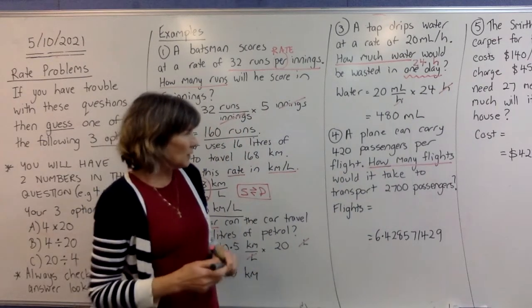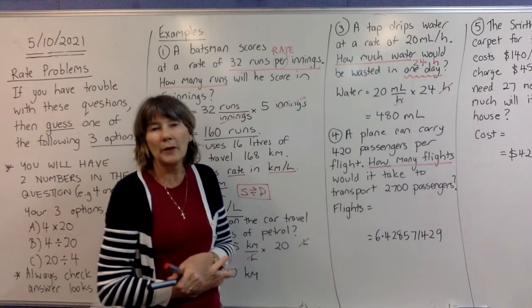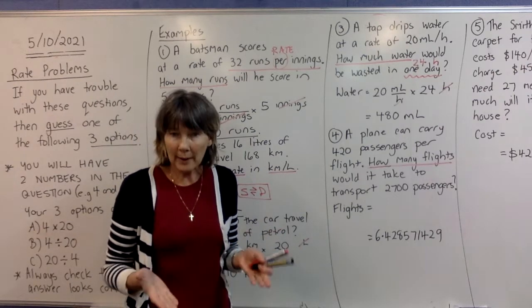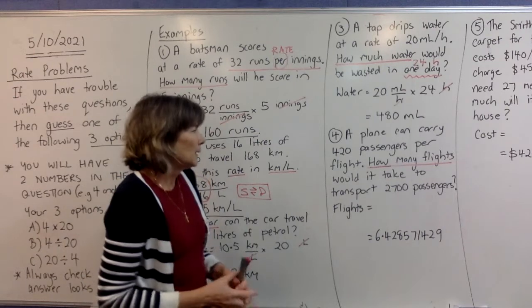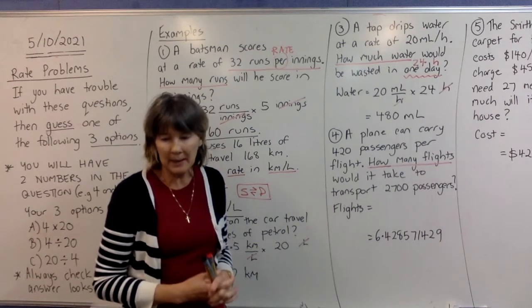All right, let's have a look at the next question. A plane can carry 420 passengers per flight. Right, that means one plane will have 420 passengers on it when it's full. How many flights would it take to transport 2,700 passengers?